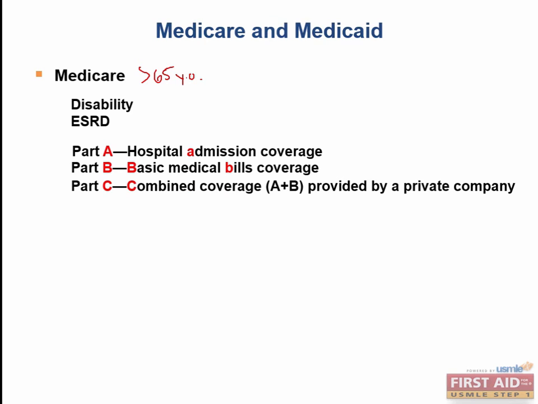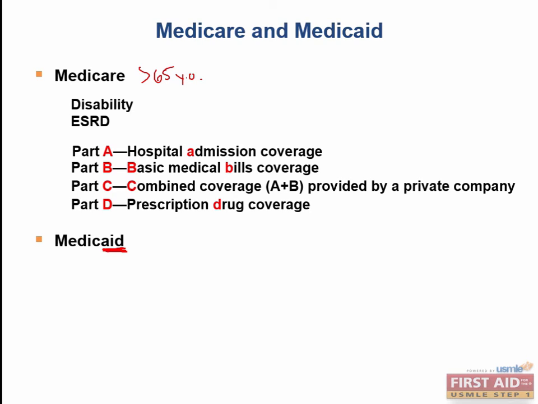Part C is a combination of A and B, where hospital admissions and basic bills are covered by a private company. This is also called Medicare Advantage. Some plans also include Part D, which is for prescription drugs. You can remember these parts pretty easily. A is for admission, B is for bills, and C is for a combo, and D is for drugs.